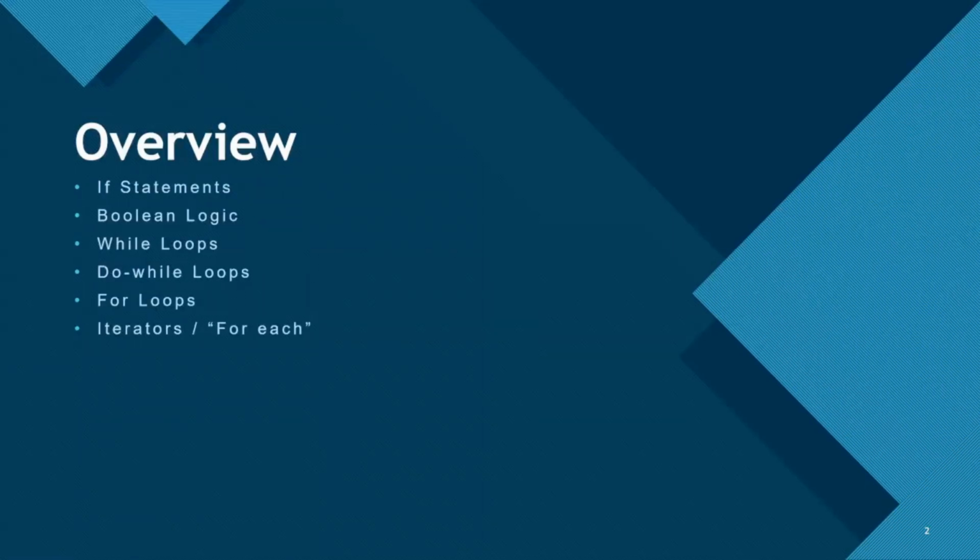Then we're going to talk about while loops, do while loops and for loops. Loops are just basically ways of executing the same code multiple times, hopefully with some differences in each loop. And then we're also going to talk about iterators, which is sort of a way of saying for each thing in this set, do this thing. It's another kind of loop, but a little bit easier way of using loops.